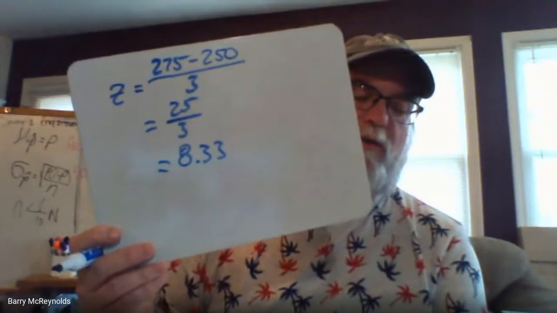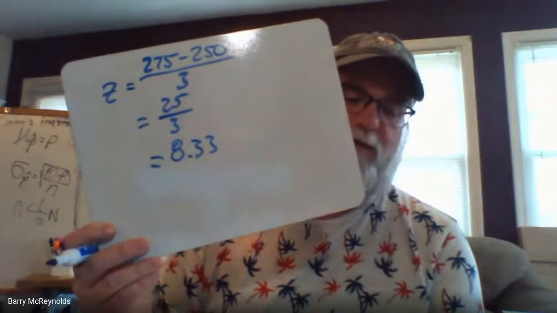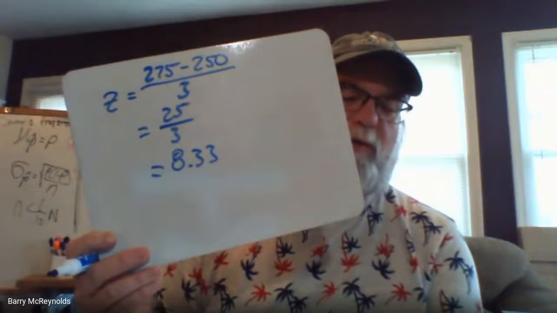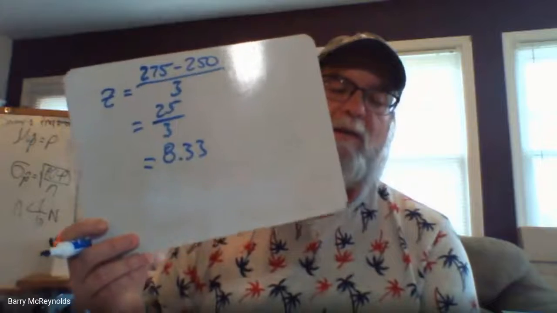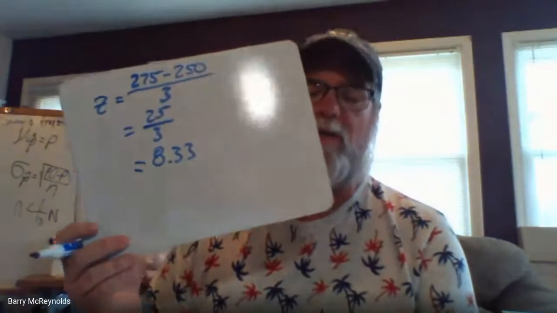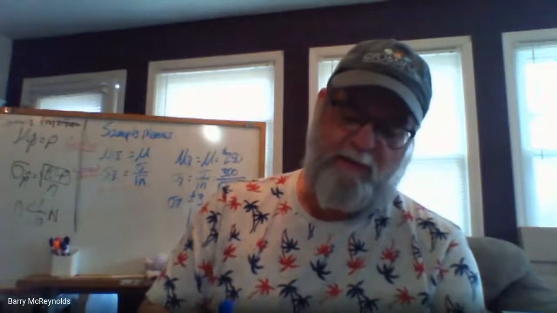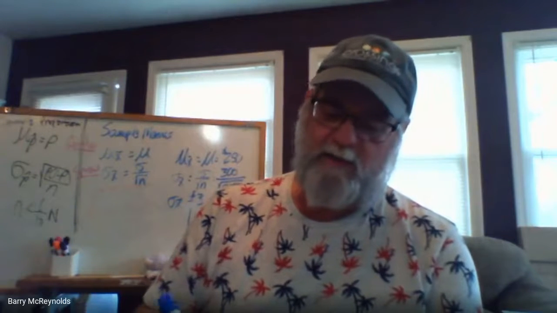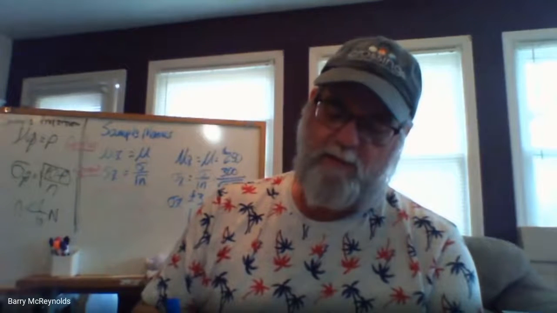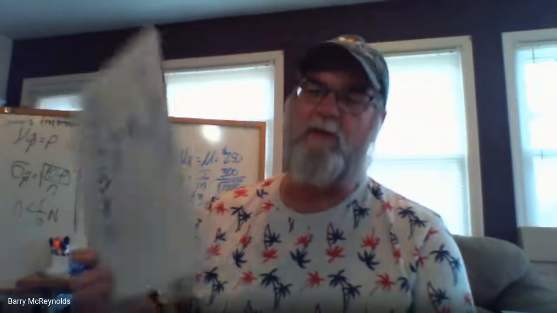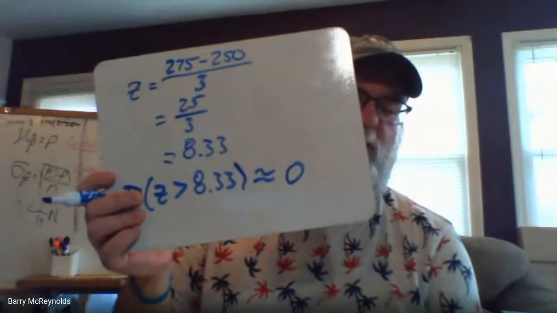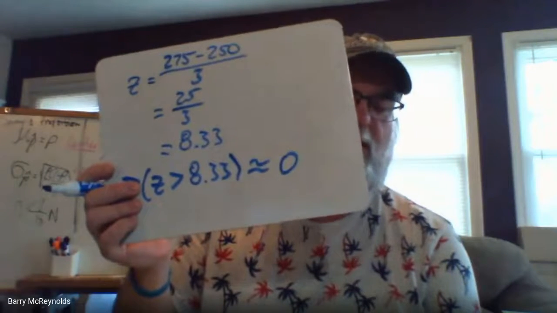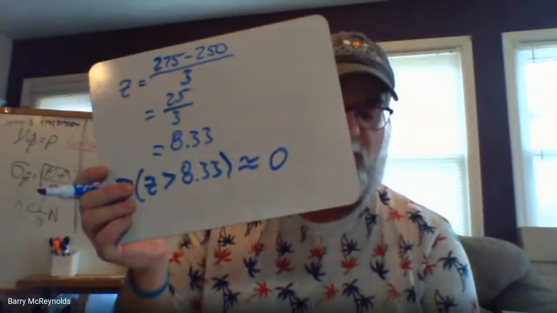The z-score is 8.33. Well, if you look at table A, it only goes to 3.5. You could use the calculator and calculate the probability, but it's going to be a number I didn't even calculate. It's going to be so small. So what we can conclude is that the probability that Z would be greater than 8.33 is approximately 0. Because 8 standard deviations away from the mean is such a small number that the area is going to be very, very small. It's approximately 0.